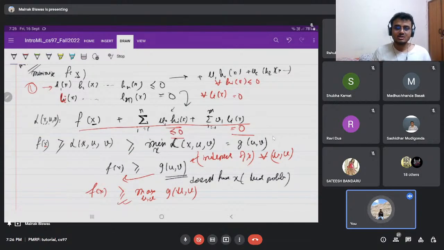So from which part is it not clear? If anyone wants to elaborate on that.